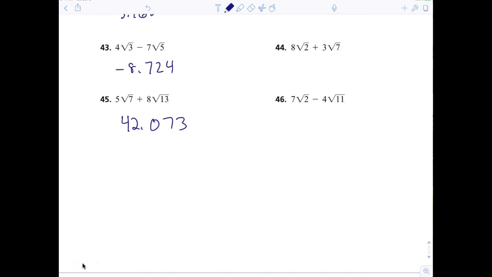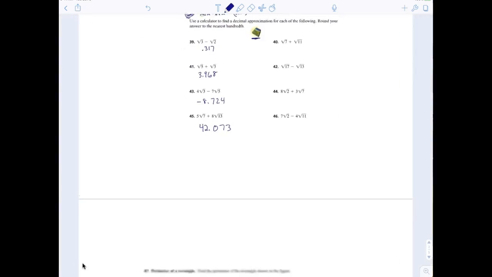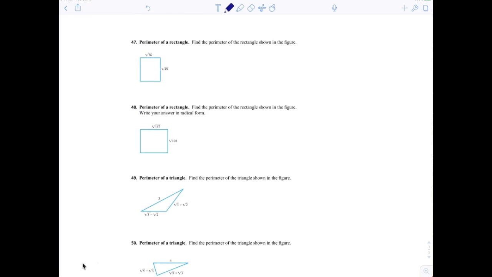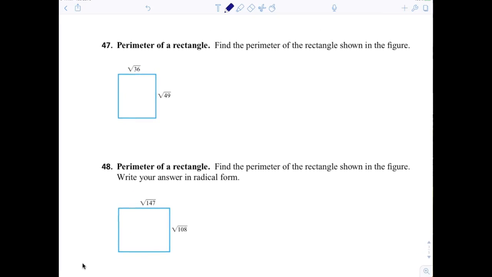All right, anybody have any questions? Any questions? All right, your job is to finish up. Uh-oh, I forgot there's some geometry problems down here. So let's look at 47. Find the perimeter. Somebody tell me what the square root of 36 is. 6. What's the square root of 49? 7. So what's the perimeter?